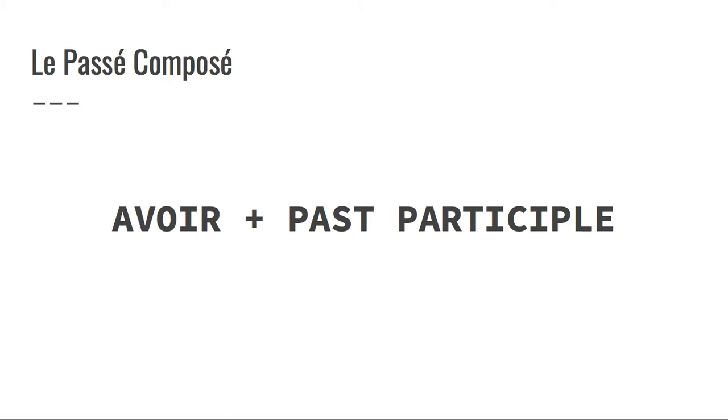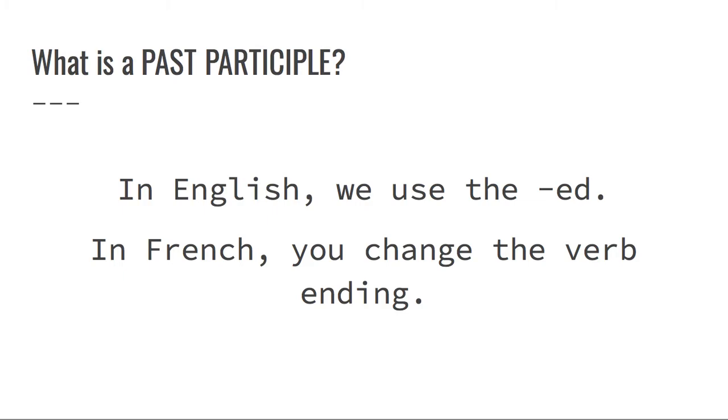So the first thing you want to make sure that you know how to do is to conjugate the verb avoir in the present tense. So if you remember, you've got j'ai, tu as, il ou elle a, nous avons, vous avez, ils ont. So if you don't remember that, now would be a good time to learn the verb avoir. So you're going to use avoir, and then you're going to make a past participle.